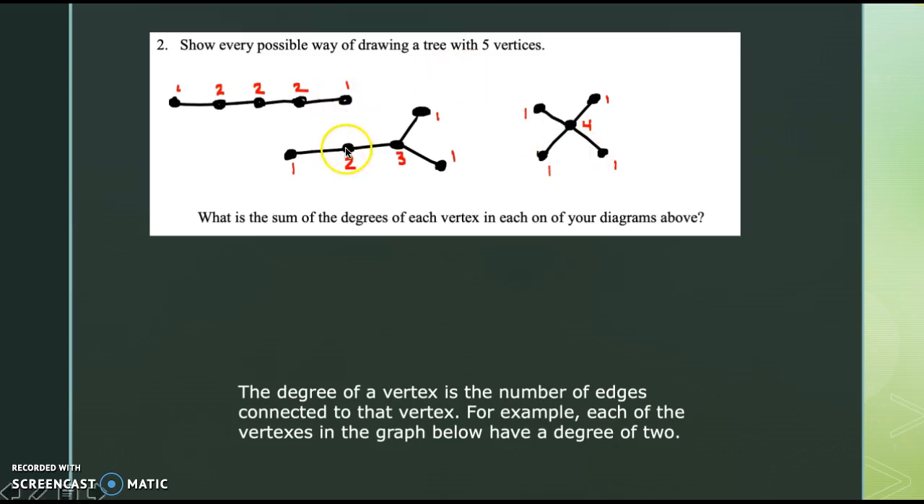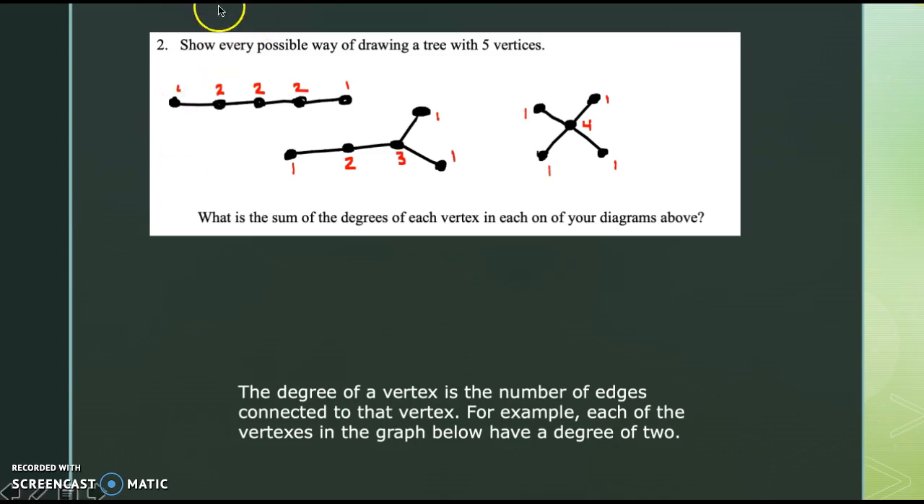You might think to yourself, well, if I angle this one down, is that a different one? No, it doesn't really matter at which angle, okay? What matters is how many different points are connected to that one vertex. So you can't change the angle here, like this line, you wouldn't be able to move it up so that it was a different one. That wouldn't qualify as a different tree graph. And then, what is the sum of the degrees of each vertex in each of your diagrams above?